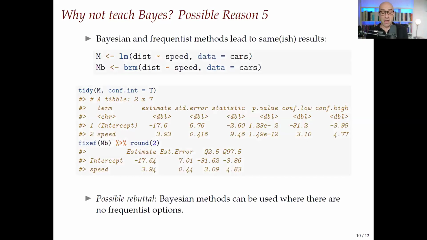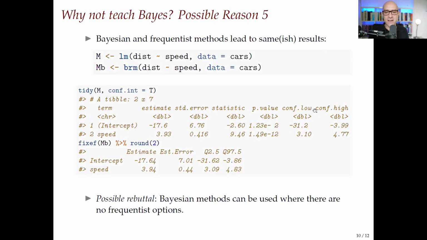So a final point about why Bayesian methods might not be used is because they could be seen as essentially the same thing. You say, well, Bayesian methods and frequentist methods lead to more or less the same results. I'm trying to illustrate this here with a linear regression and a Bayesian linear regression.